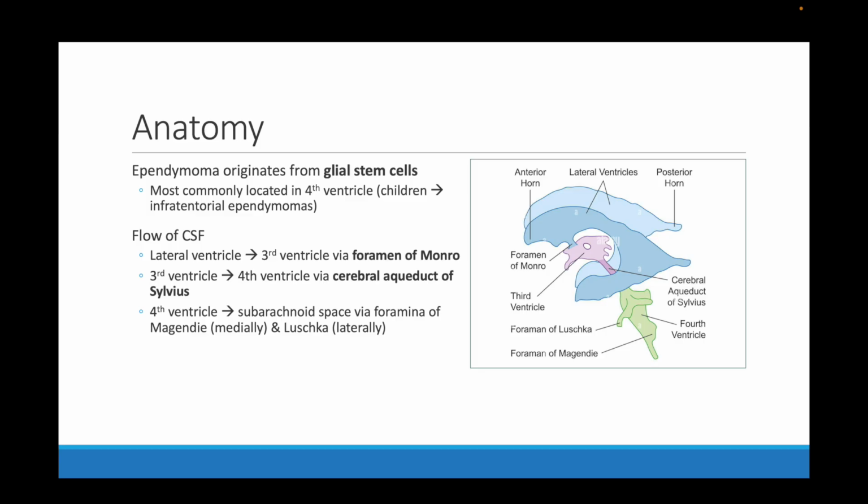That flow of CSF is important to understand because anytime we have an infratentorial tumor, especially something like an ependymoma, if it blocks off the fourth ventricle, then everything upstream of that gets built up with CSF fluid, and that leads to hydrocephalus. Oftentimes symptoms of hydrocephalus is how these patients present. So it's important to be familiar with how the CSF naturally flows through the ventricular system.